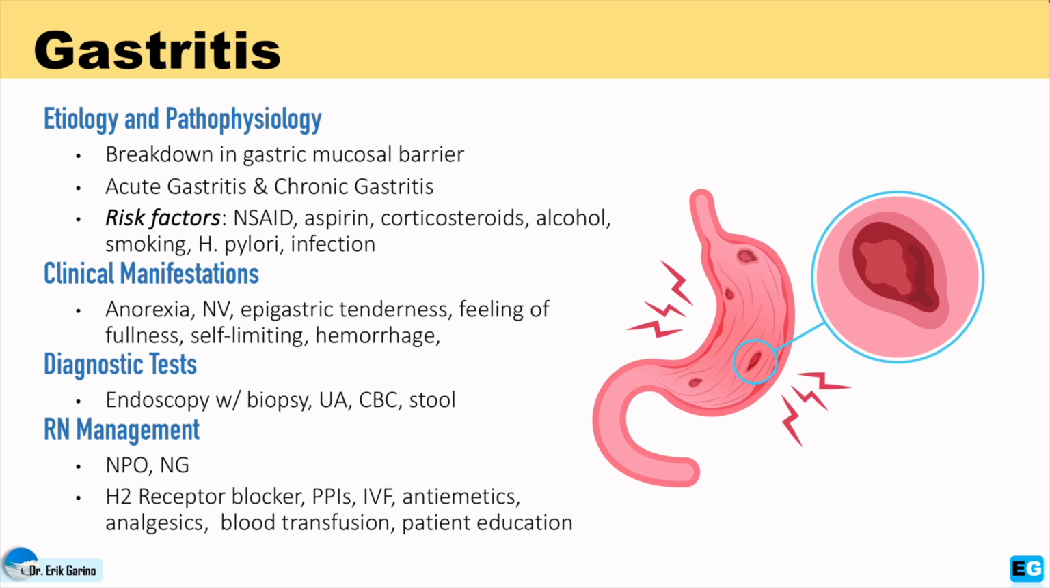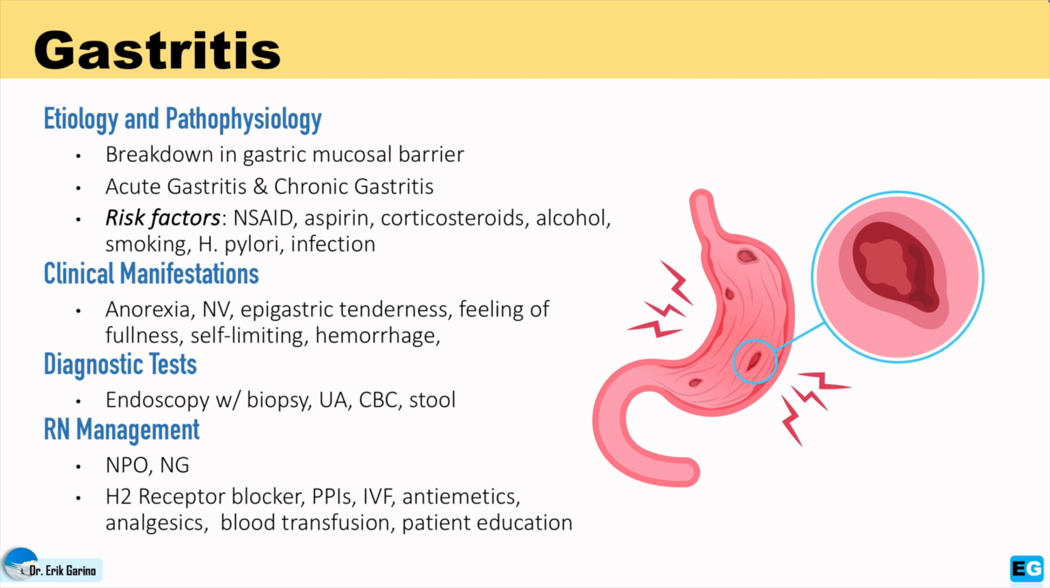The symptoms of acute gastritis include anorexia, nausea and vomiting, epigastric tenderness, and feeling of fullness. Acute gastritis is self-limiting, lasting from a few hours to a few days. Hemorrhage is commonly associated with alcohol abuse. Now, for diagnostic tests, we can recommend endoscopy with biopsy, CBC to check their H&H, and stool tests to look for H. pylori bacteria.